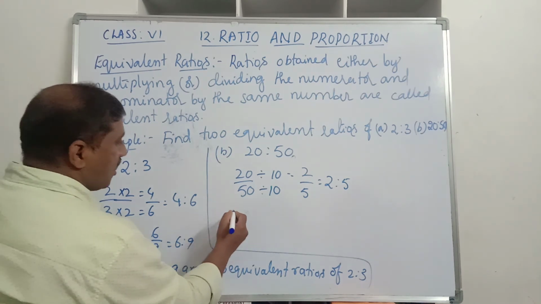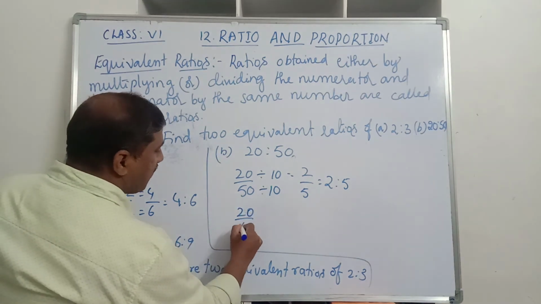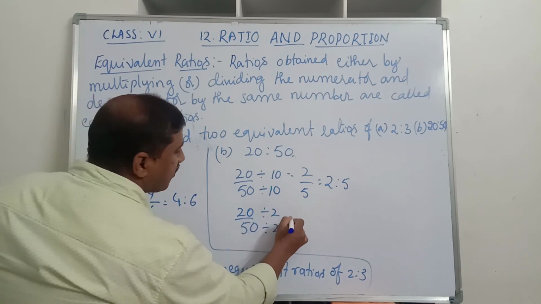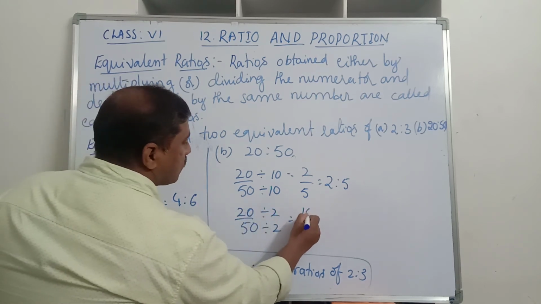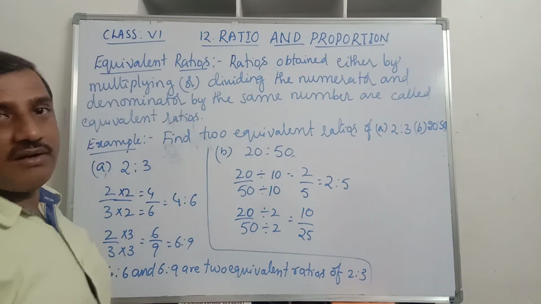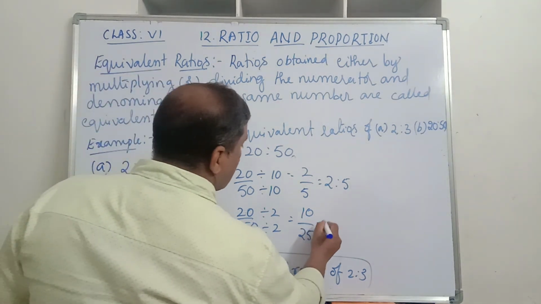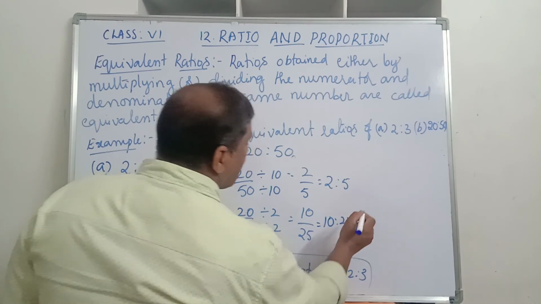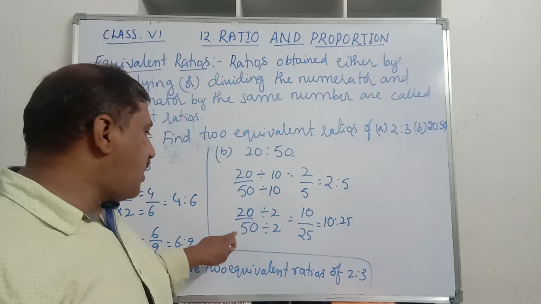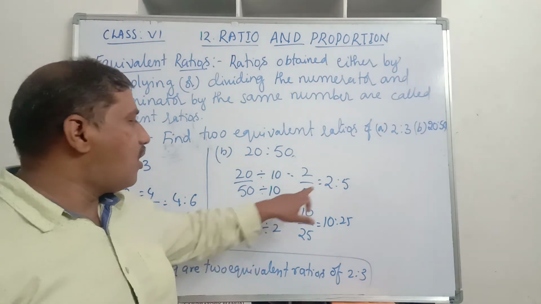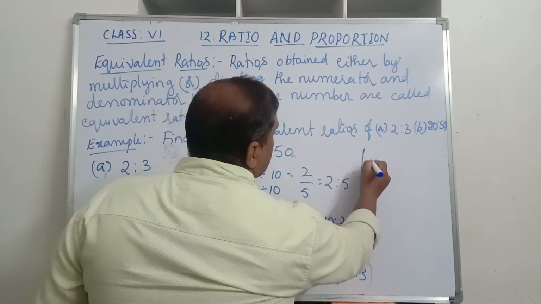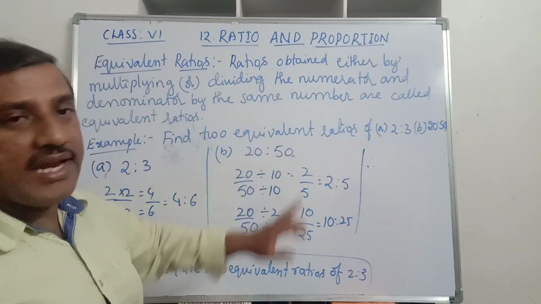Next, take 20 by 50. Both are even numbers, so they are divisible by 2. 2 10s are 20, 2 25s are 50. So 10 by 25 we got. That is 10:25, which we got by dividing 20 and 50 with 2. Now 2:5 and 10:25 are both equivalent ratios of 20:50.